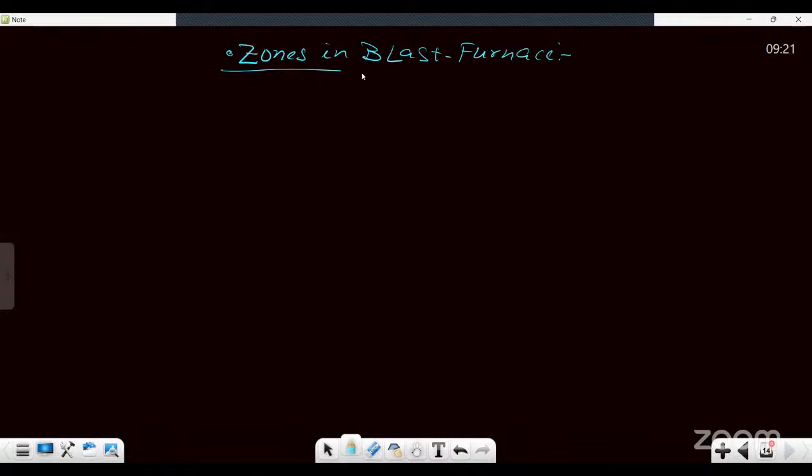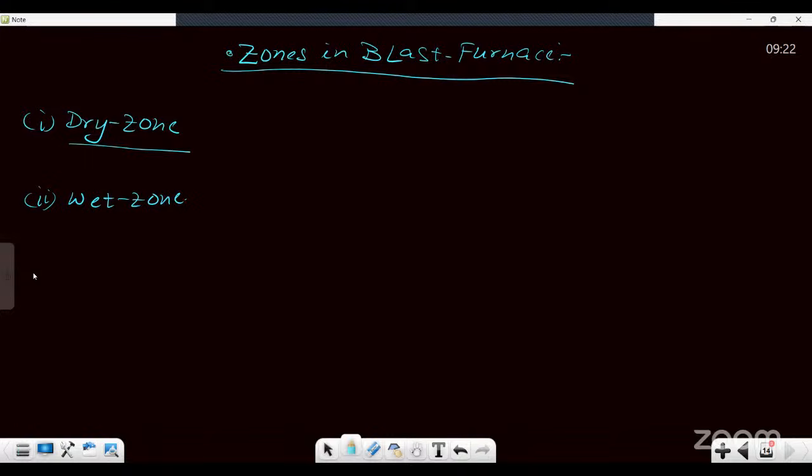We will focus more on the different kinds of zones in the blast furnace. First, we will talk about the dry zone. Then we will talk about the wet zone. So there are basically three kinds of zones broadly: one is the dry zone, another is the wet zone, and another is what we call the combustion zone.